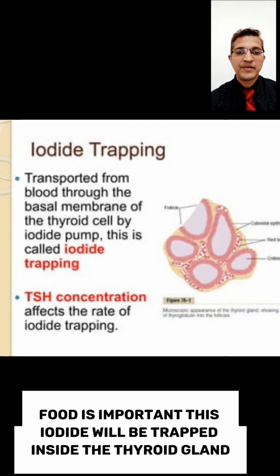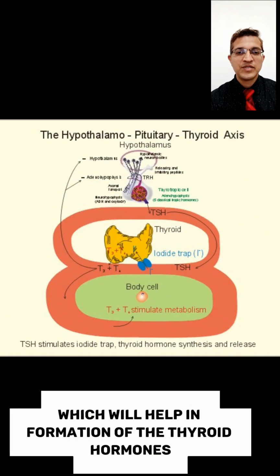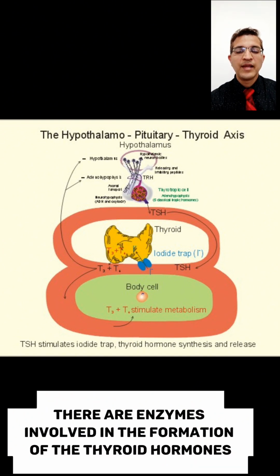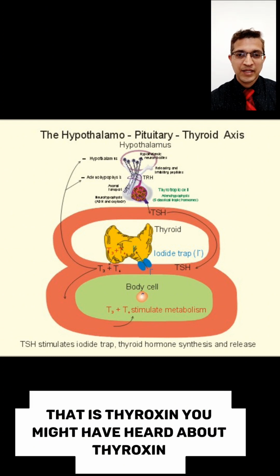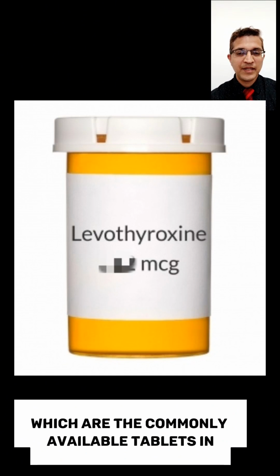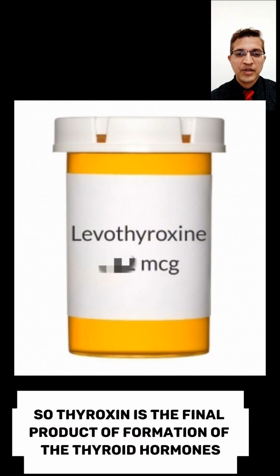This iodide will be trapped inside the thyroid gland, and then there are certain chemical reactions which will help in formation of the thyroid hormones. There are enzymes involved in the formation of the thyroid hormones. The final products are T3, which is triiodothyronine, and T4, that is thyroxine. You might have heard about thyroxine, which is the commonly available tablet after removal of the thyroid gland or for people who are having hypothyroidism. So thyroxine is the final product of formation of the thyroid hormones.